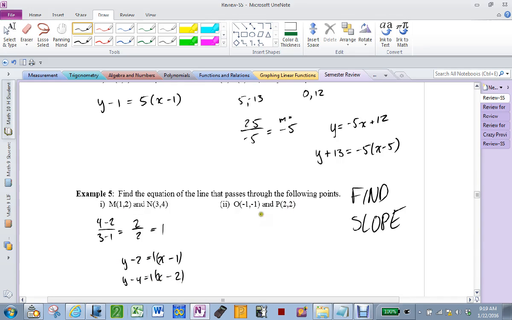What about this one? 2 minus 1 over 2 minus 1. 3 over 3. Same slope of 1, right? Yeah. And then I would do the same thing.